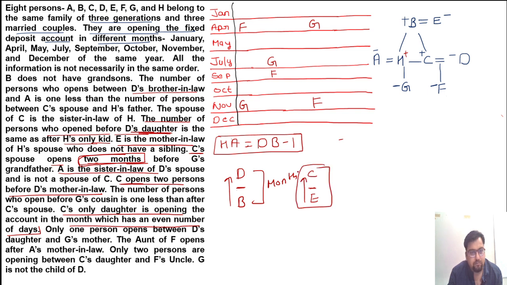Okay, the number of persons who open before G's cousin. Who is G's cousin? That is F. Of course F. The number of persons before F is 1 less than after C's spouse. After C's spouse, that is D, and minus 1. So how many persons are opening before F? So place 1, this minus 1 will come here, that is 1 plus 1, that is 2, meaning after D 2 persons will be there.